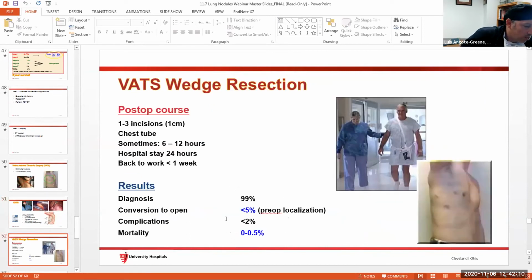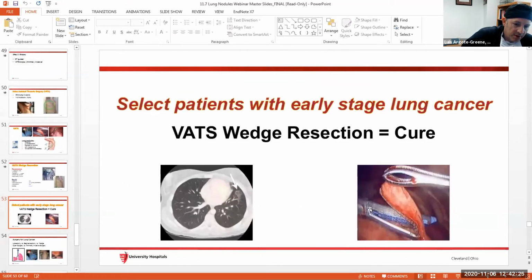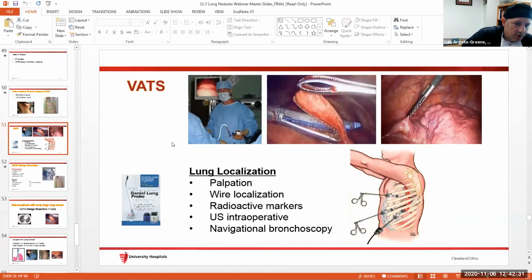The post-operative course, you don't have to stay 1 week in the hospital anymore. That's not the common thing. Usually you get 1 to 3 incisions when you get, let's say, a wedge resection, which is a triangular shaped resection. We use the staplers that staple and cut at the same time. So they're pretty nifty. They have really improved our outcomes.